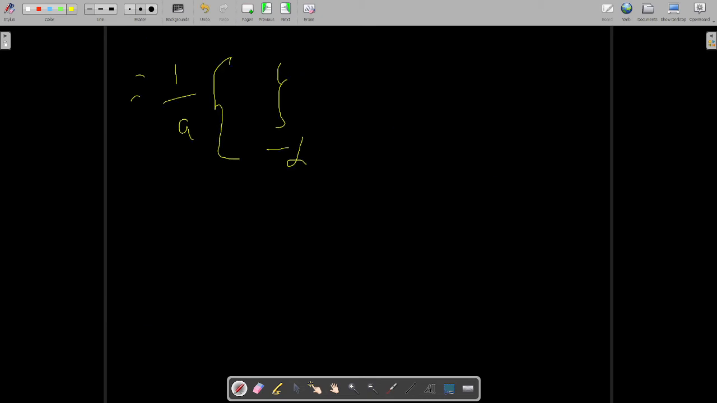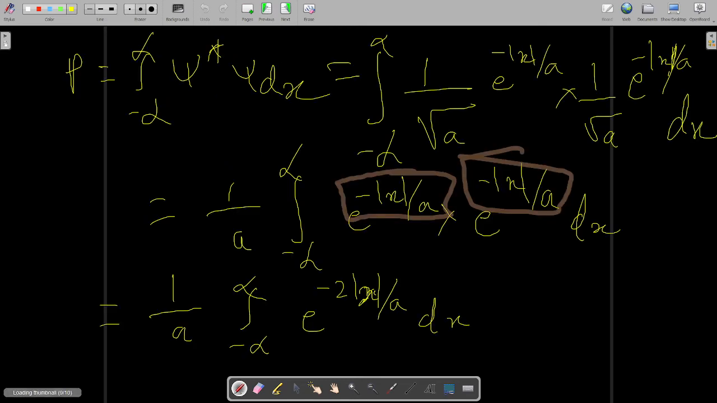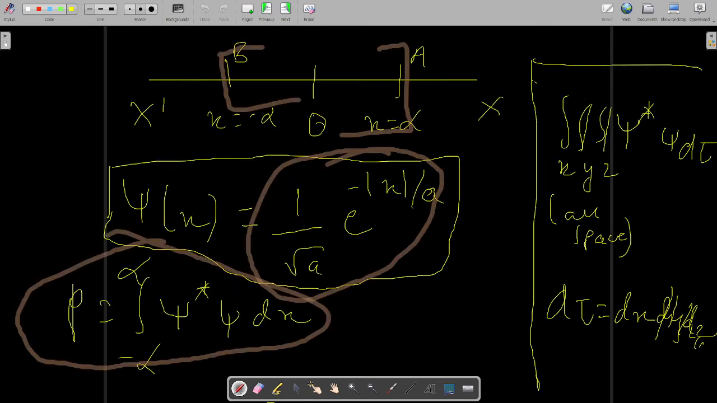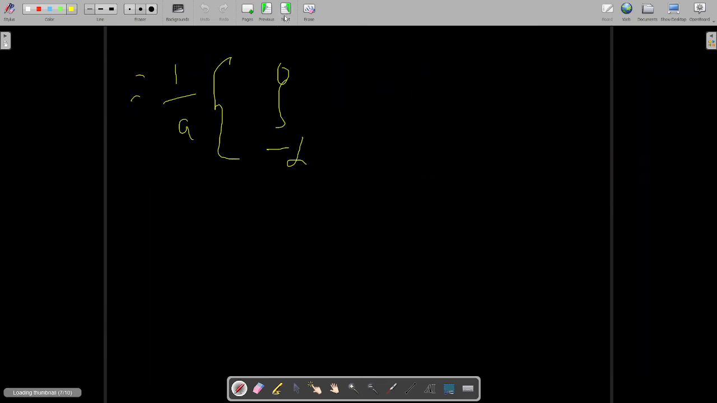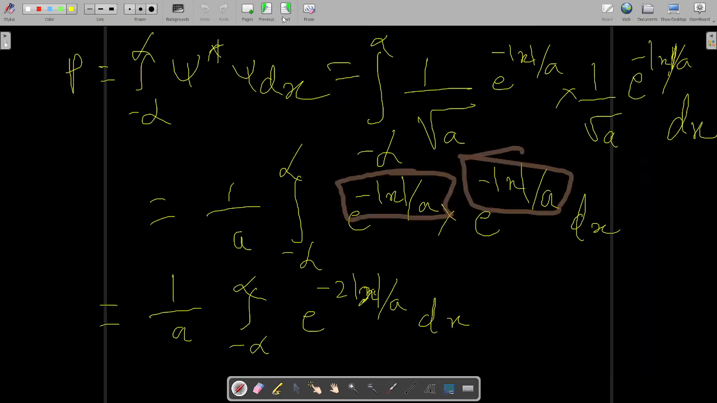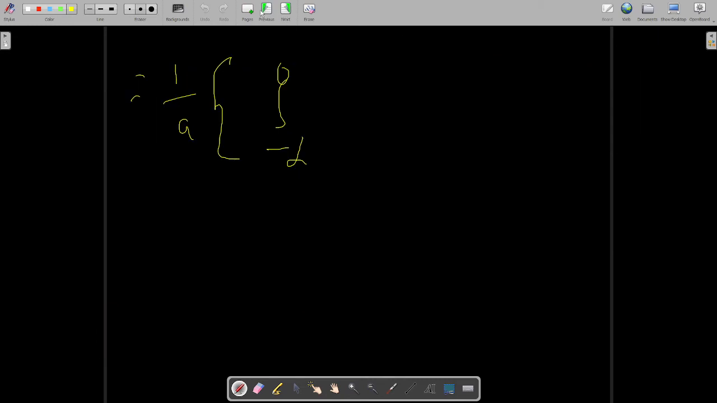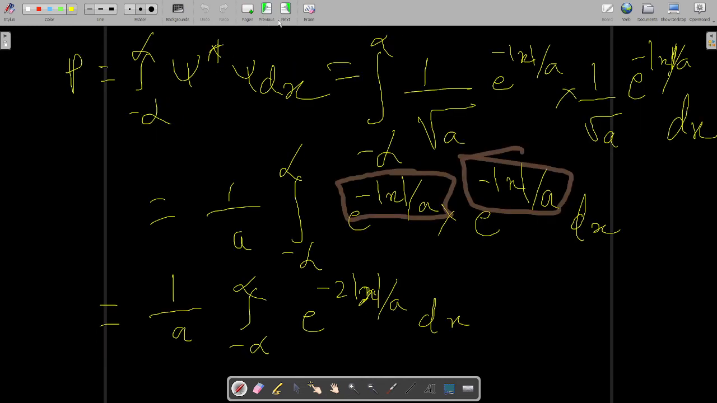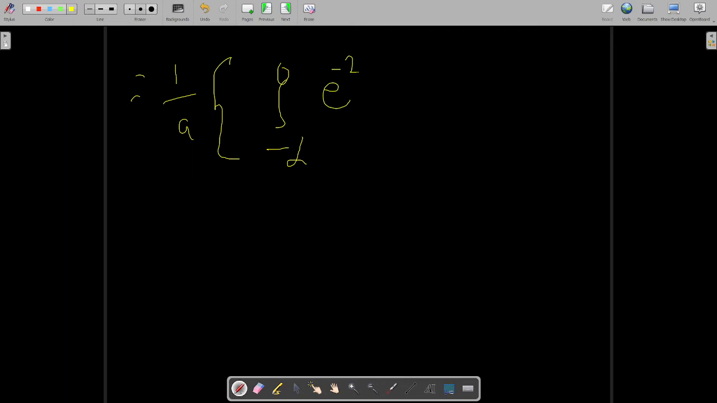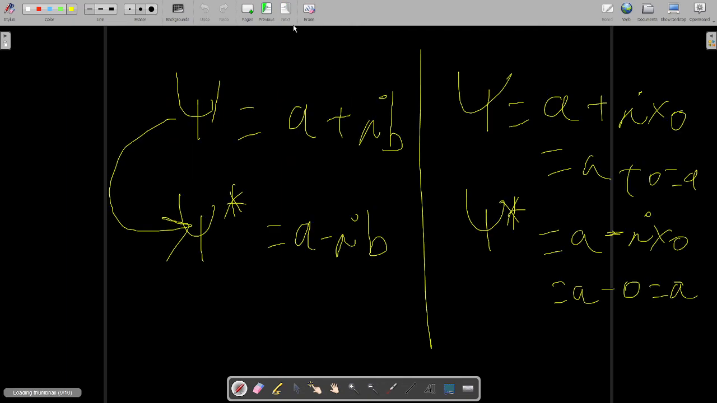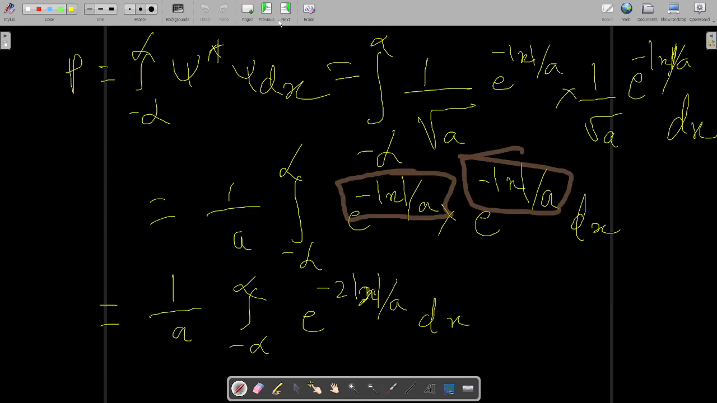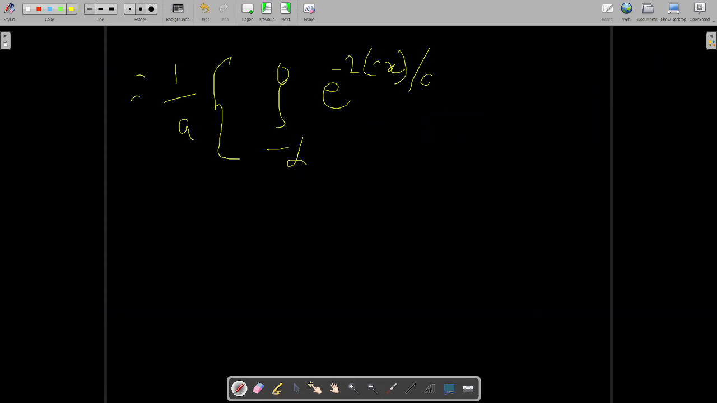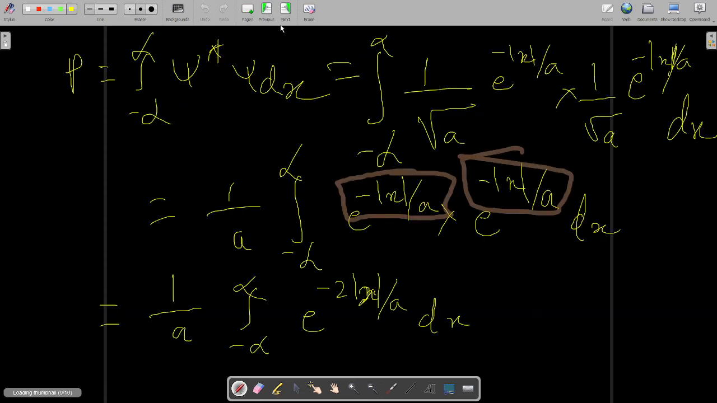Minus alpha to 0. For minus alpha to 0, that is this region, clearly the value of x is negative. So for minus alpha to 0, I will have e to the power minus 2 mod x. Mod x will open with minus x for the negative region, so mod x opens as minus x, divided by a, dx.